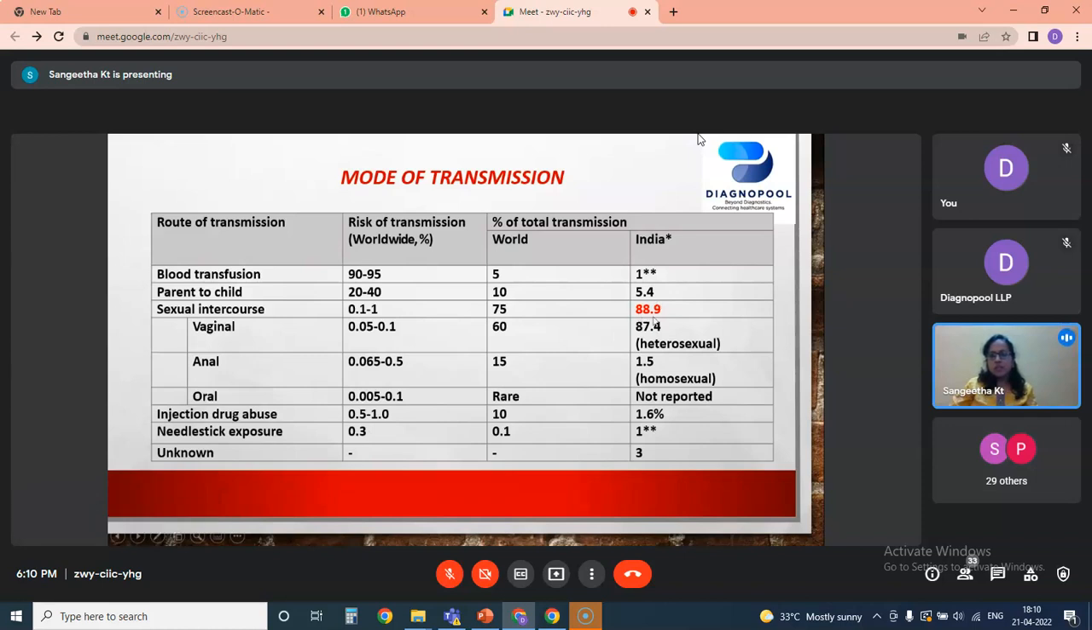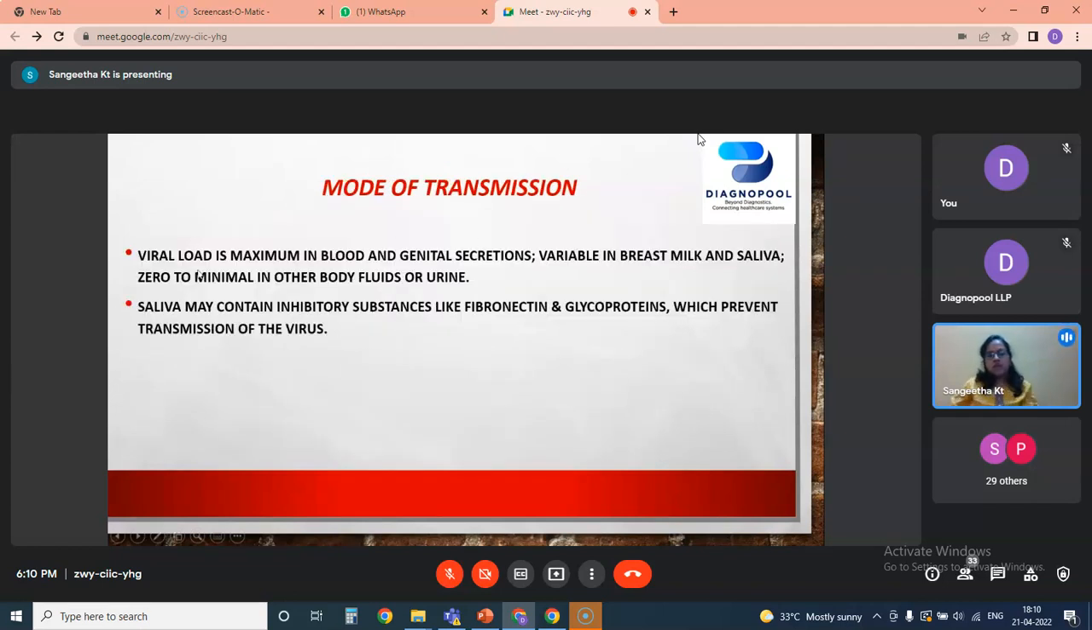When you look at Indian statistics, the maximum, 88.9% of the transmission, occurs because of sexual intercourse. Viral load is maximum mainly in blood and the genital secretions. It is usually variable in breast milk and saliva. It is zero to minimal in other body fluids or urine. Saliva may contain some inhibitory substances like fibronectin or glycoproteins, which actually prevent the transmission of the virus.